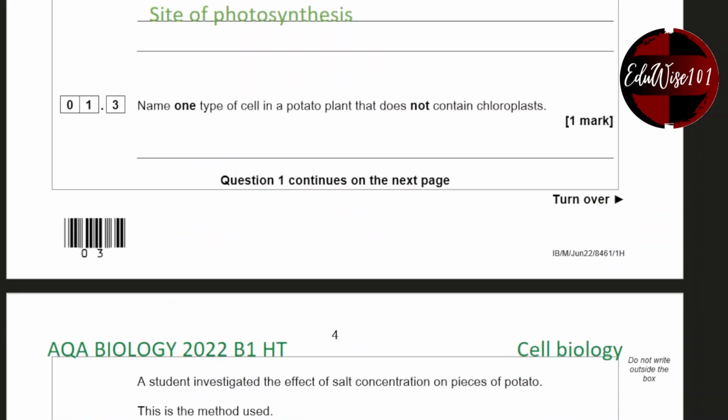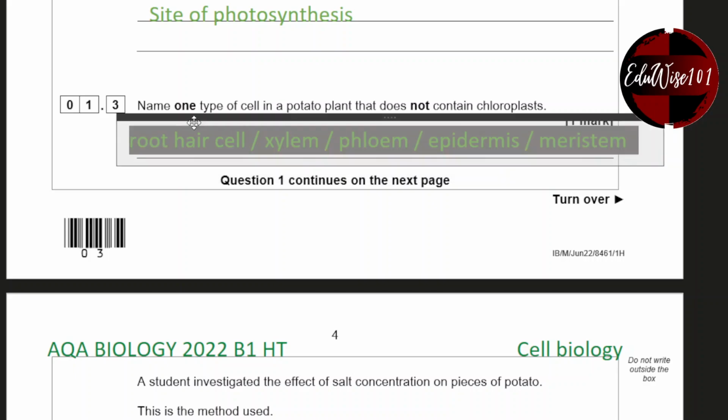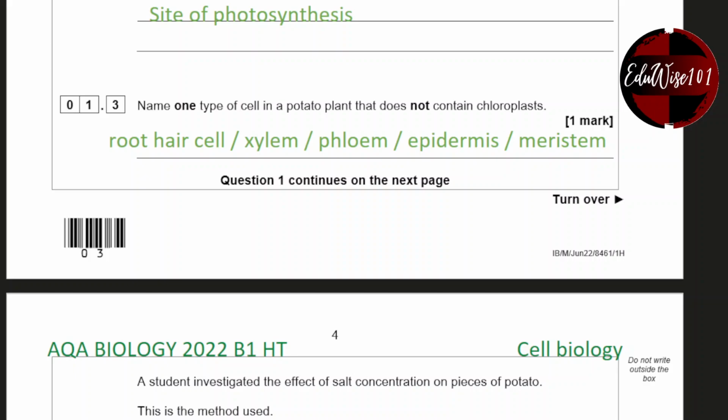Question 1.3. Name one type of cell in a potato plant that does not contain chloroplast. There's a couple of cells. Any of these would do. The root hair cells, or the xylem and the phloem, or the epidermis, or the meristem. I would just stick to the root hair cell.